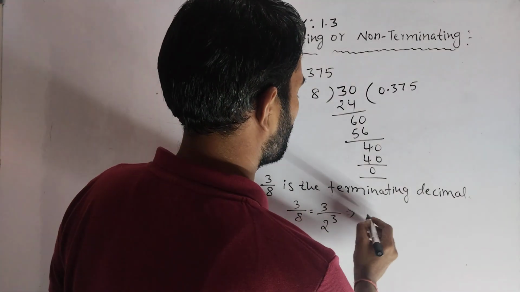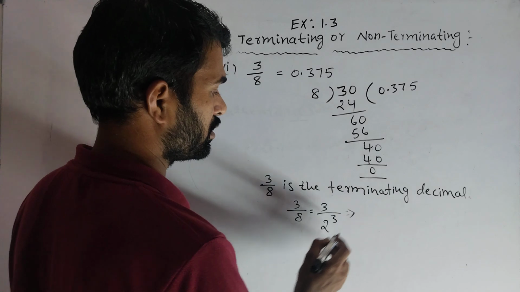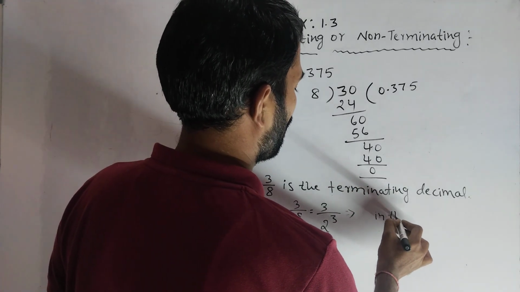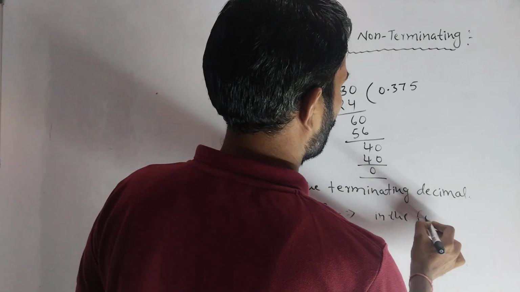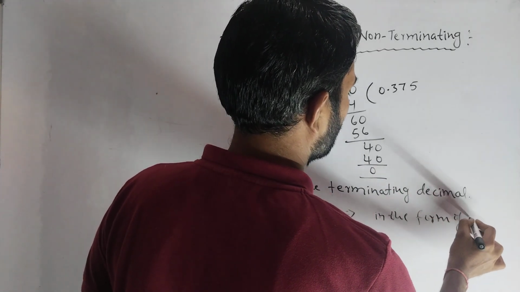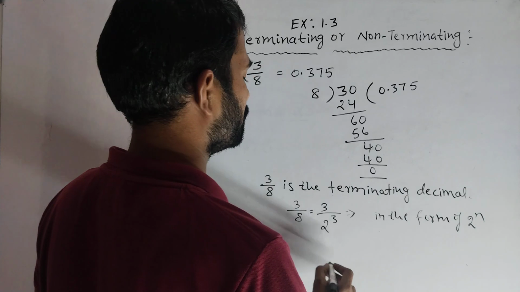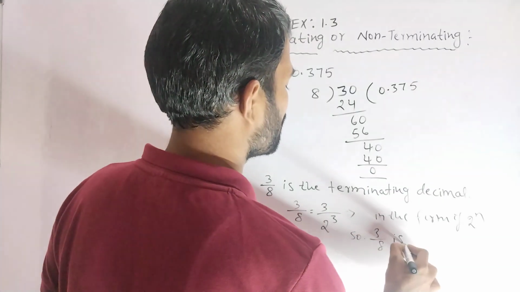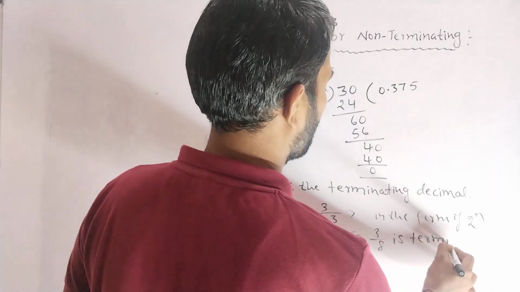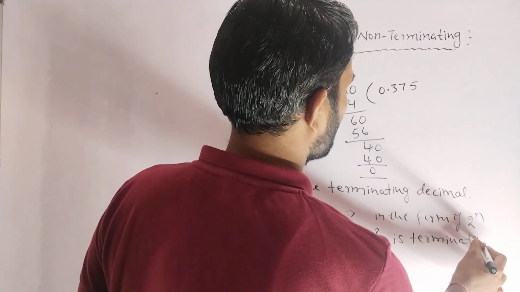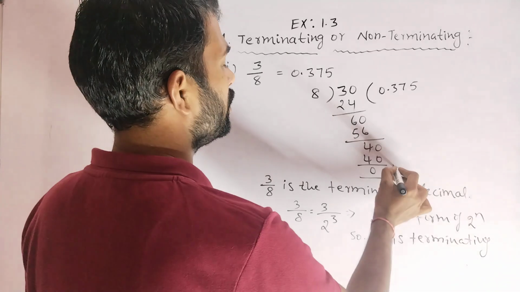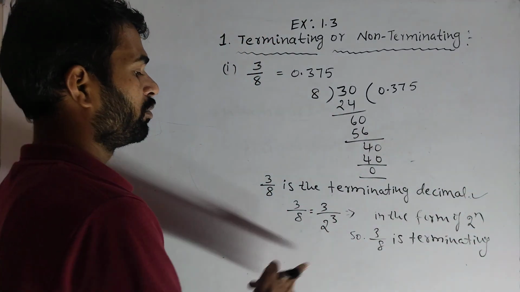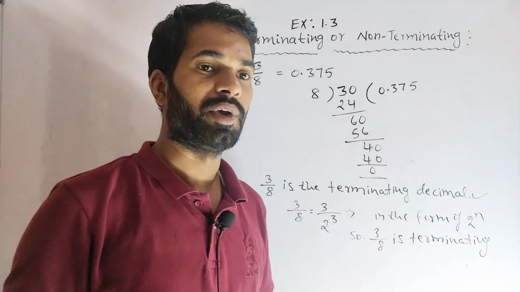Here the denominator is in the form of 2 power n. So 3 by 8 is terminating. Up to here is our answer, not here, but this is useful for the next bit. Okay.